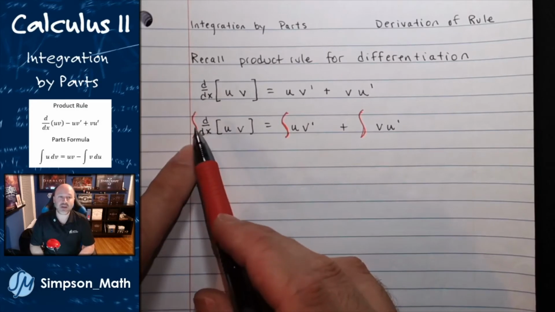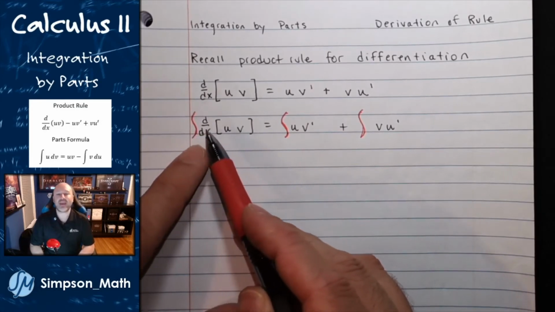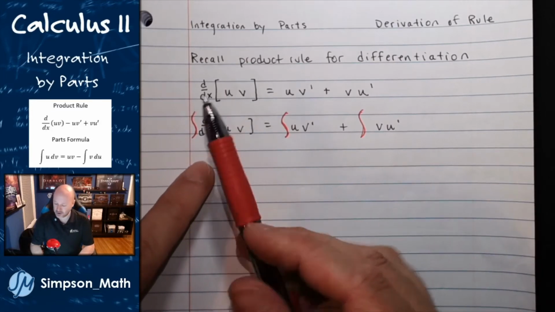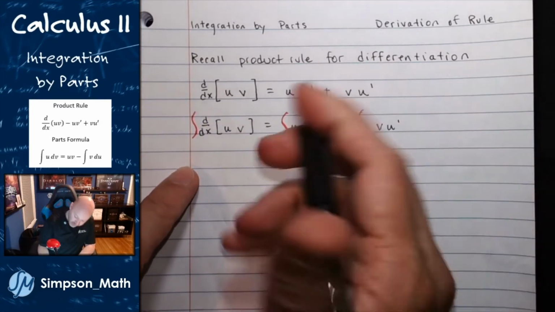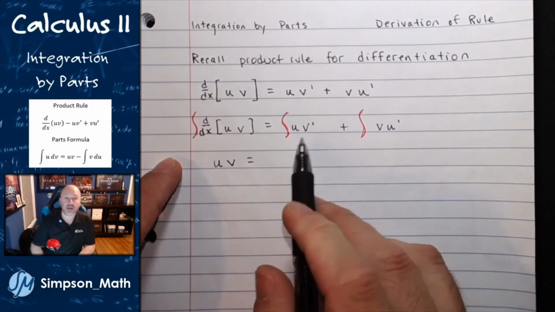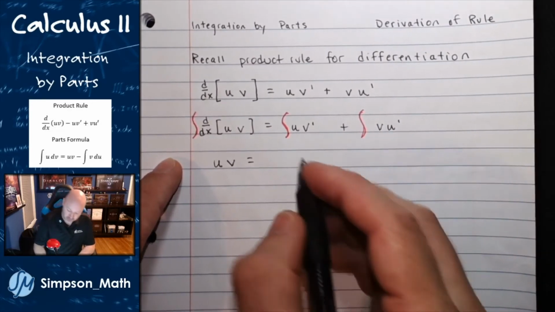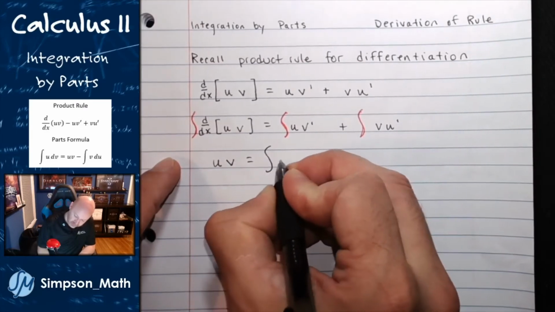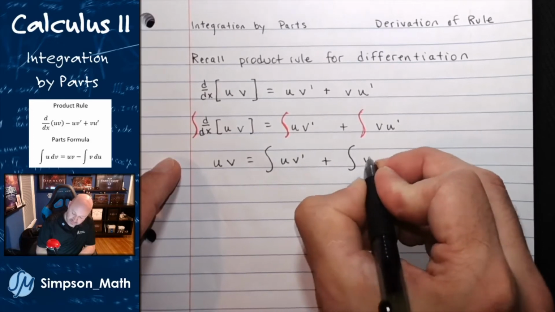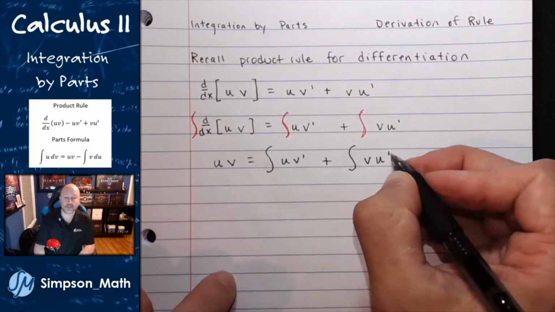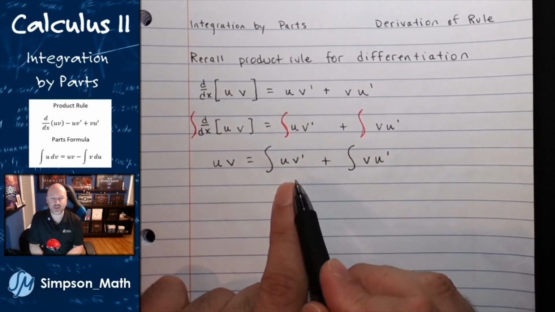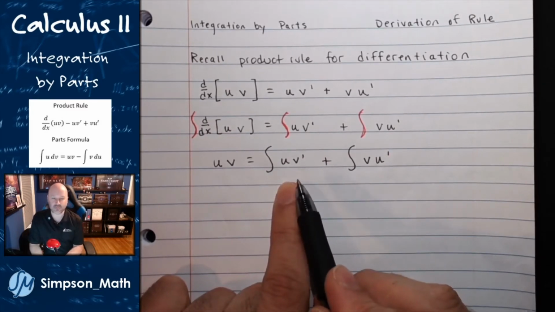Now, on the left, I'm integrating and finding the derivative. So these just kind of undo each other for the most part, and I'm left with the product of u and v, and they are equal to the sum of these two integrals, the integral of u v prime and the integral of v u prime.